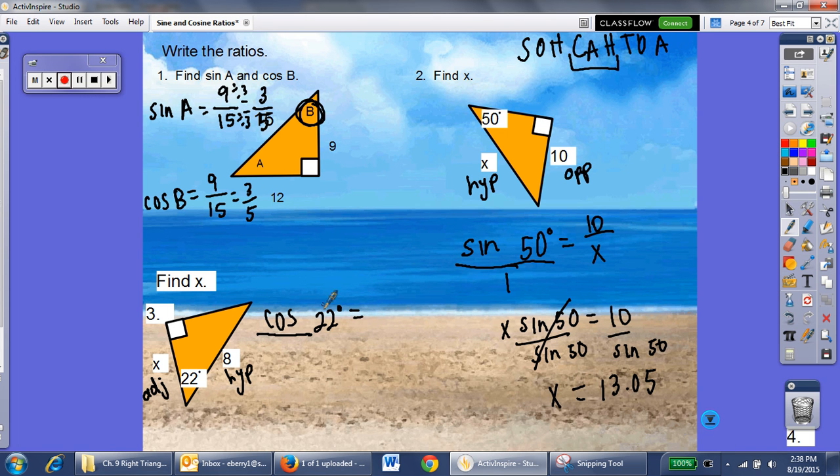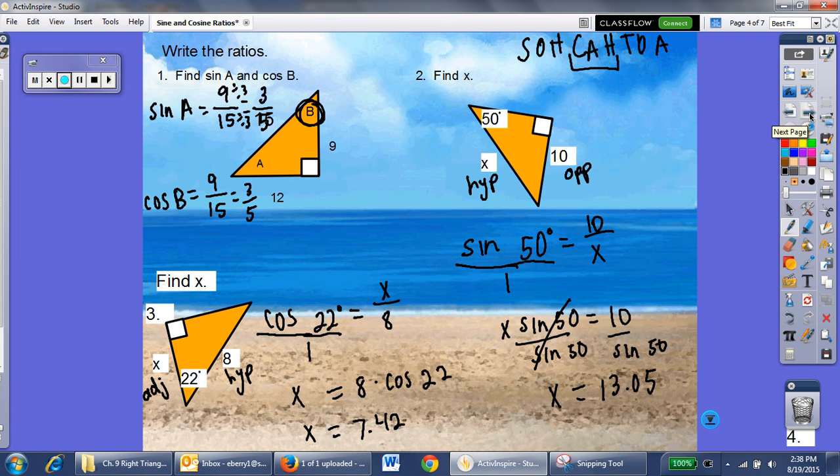So I can write cosine 22 equals x over 8. Turning this into a fraction, we can just multiply. So we get x times 1 is x, and 8 times the cosine of 22. We're cross-multiplying. Finally simplify using your calculator. So I'm going to type in 8 times cosine 22. And I got 7.42, rounding to the nearest hundredth. So again, this is the side length for x.